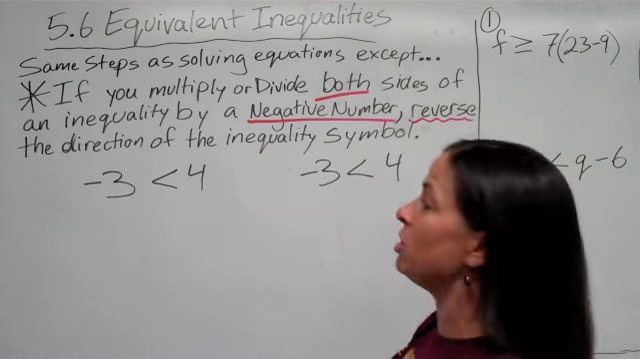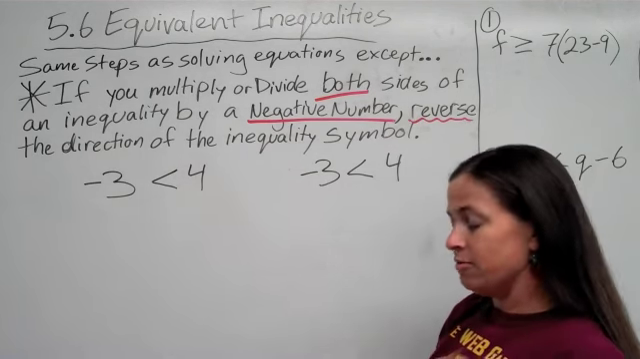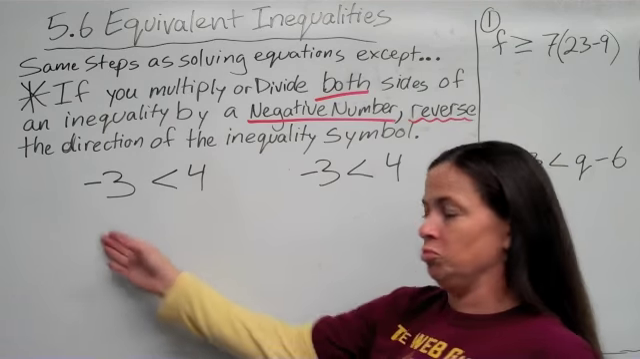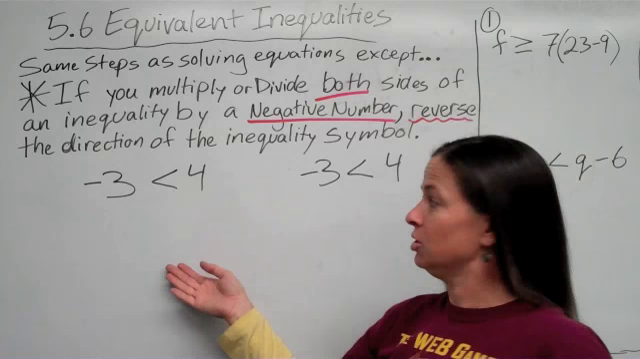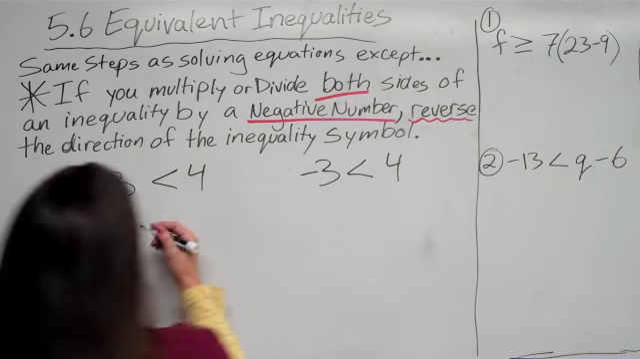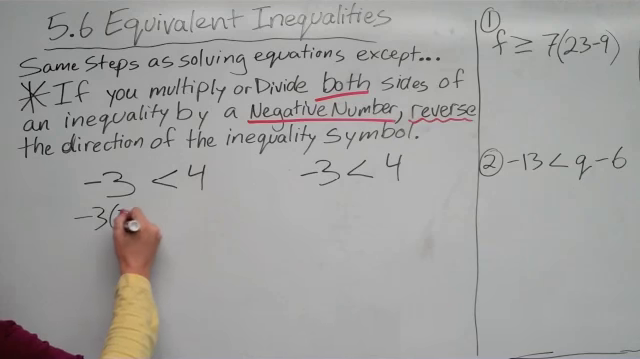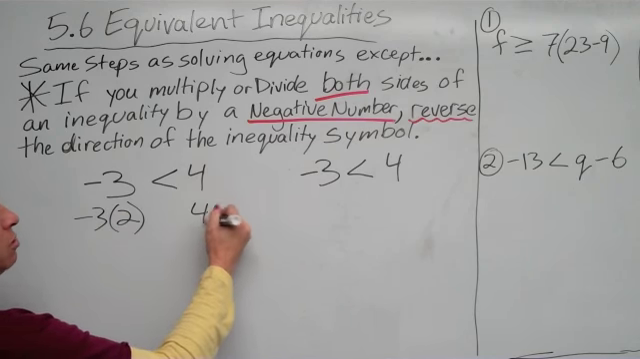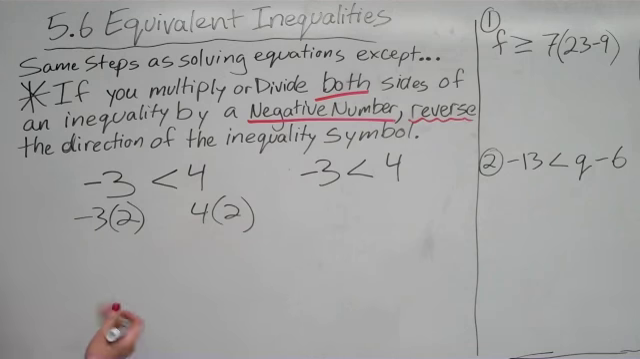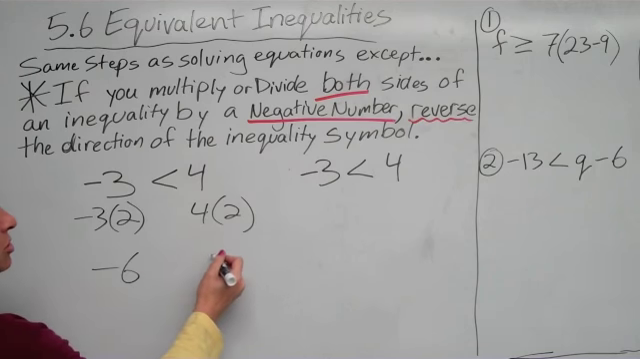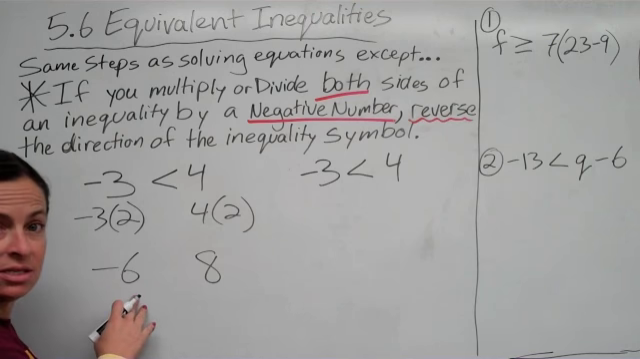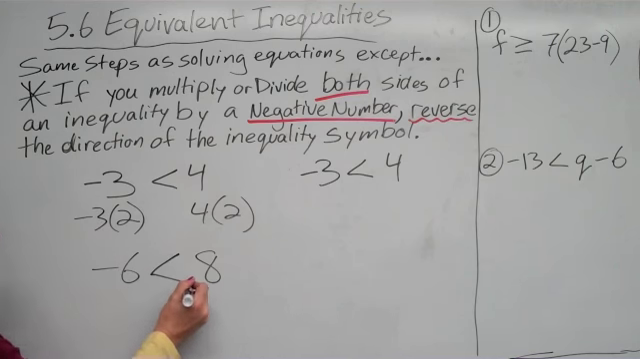So if our inequality is -3 is less than 4, for example, would you agree that -3 is less than 4? Good. If I take -3 and multiply it by 2, and take 4 and multiply it by 2, I would now have -6 compared to 8. Is -6 still smaller than 8?